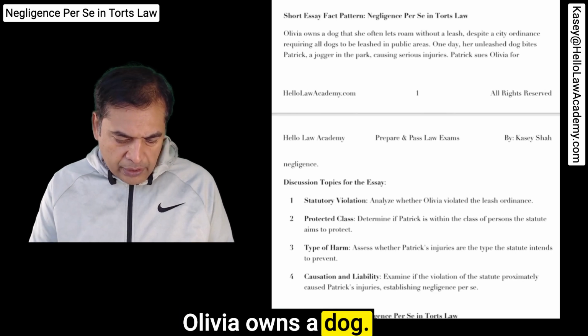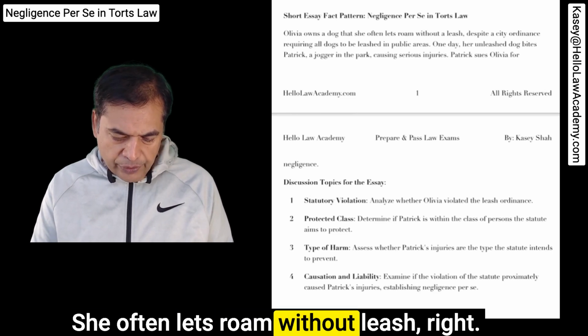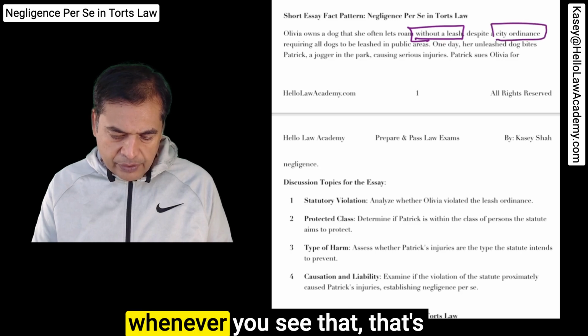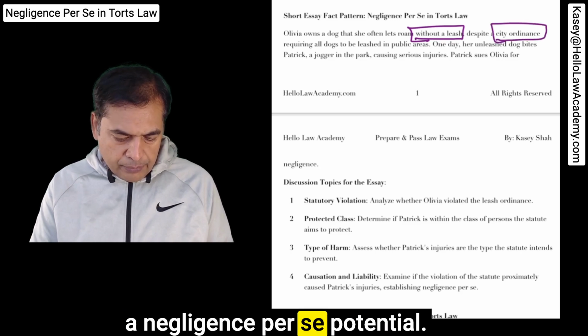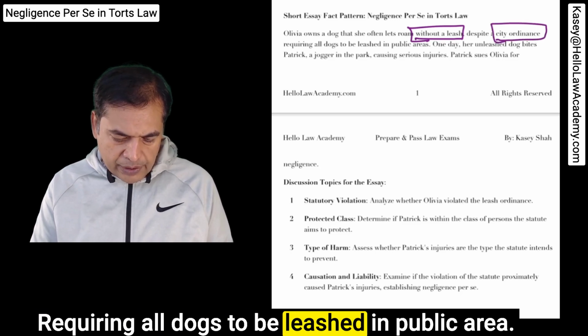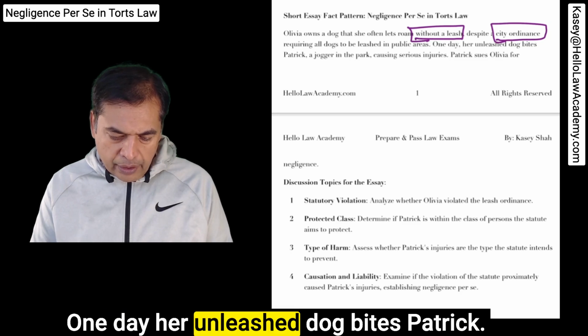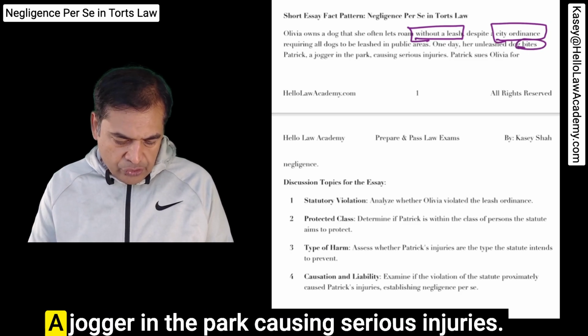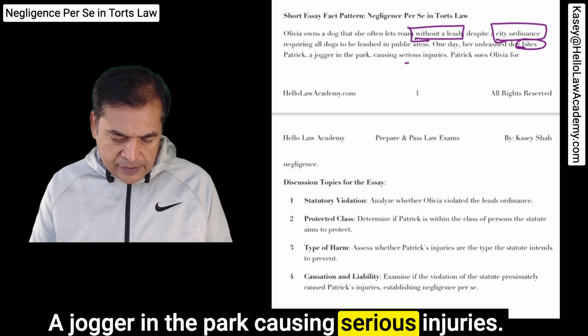Olivia owns a dog. She often lets it roam without a leash, despite a city ordinance. Whenever you see that, that's the negligence per se potential, the ordinance requiring all dogs to be leashed in public areas. One day her unleashed dog bites Patrick, a jogger in the park, causing serious injuries.